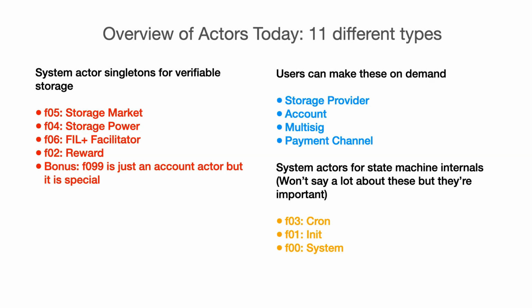Yeah, so there are 3, which I won't really get into: cron, init, and system, which are more about the next level of supporting the abstractions for the main application on the Filecoin blockchain of enabling verifiable storage. They're important, but that's about all I'll say about them.